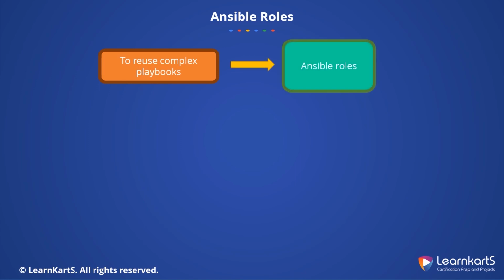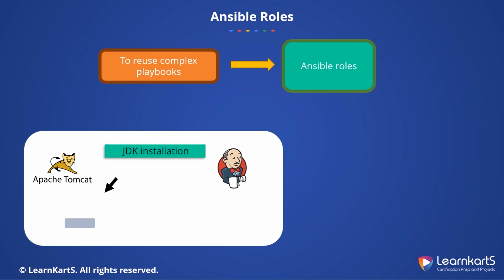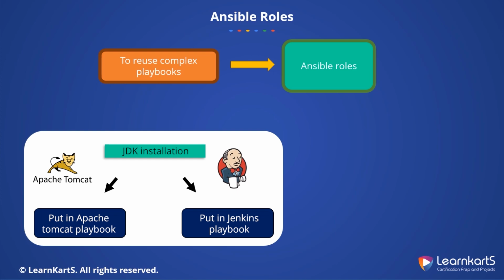Keeping in mind, for example, you are installing Tomcat Apache and you are installing Jenkins. Now, what is common between these two things? The main thing common is the JDK installation. If you want, you can put this JDK installation into the Tomcat playbook file and also into the Jenkins playbook. But that will be repetitive work, something that will keep repeating again and again.